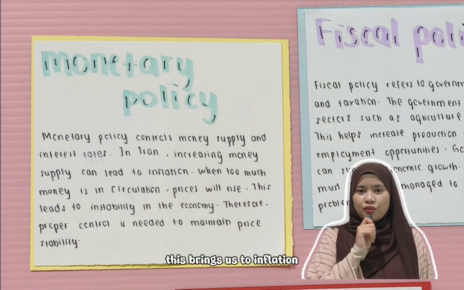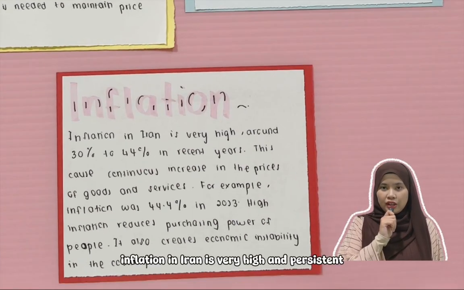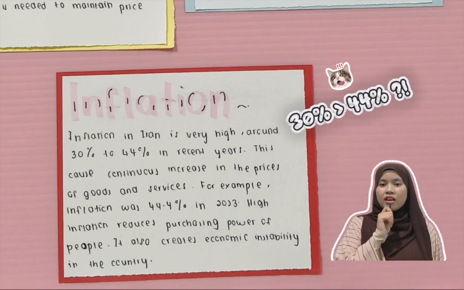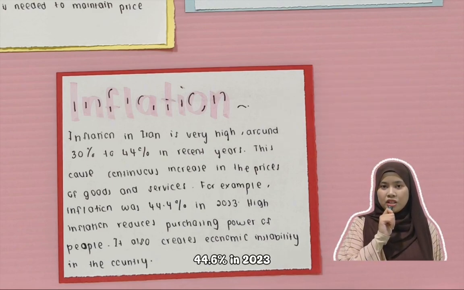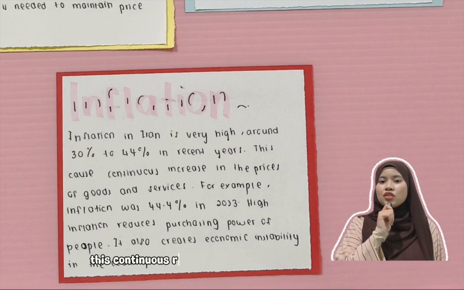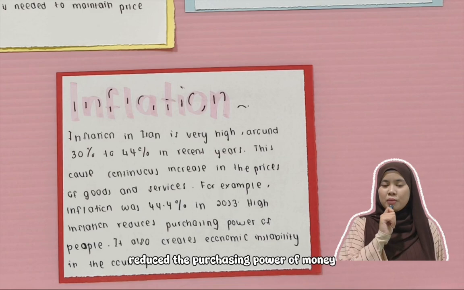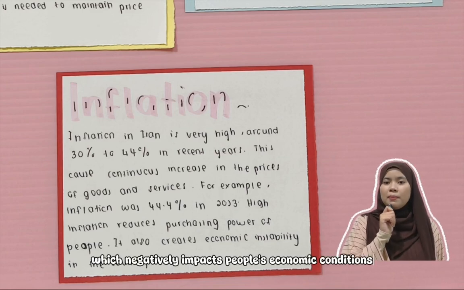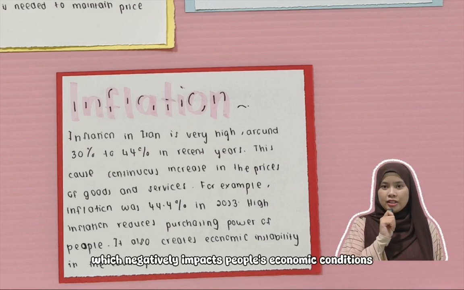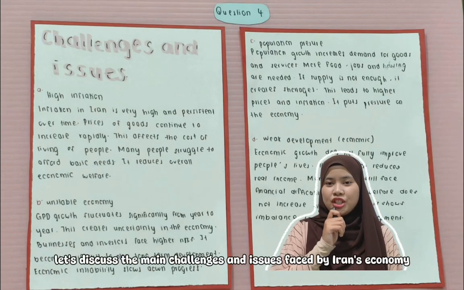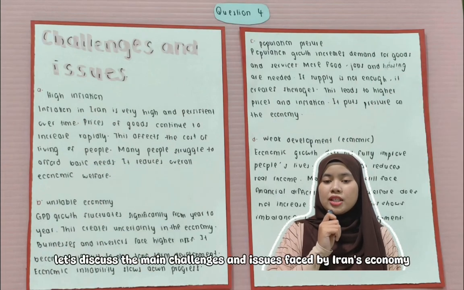This brings us to inflation. Inflation in Iran is very high and persistent, usually ranging between 30% and 40% plus, and it reached 44.6% in 2023. This continuous rise in the prices of goods and services reduces the purchasing power of money, which negatively impacts people's economic conditions. Okay, for the last one, let's discuss the main challenges and issues faced by Iran's economy.